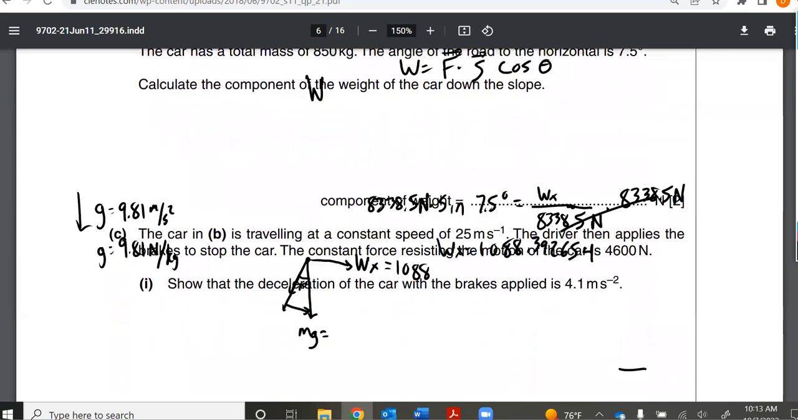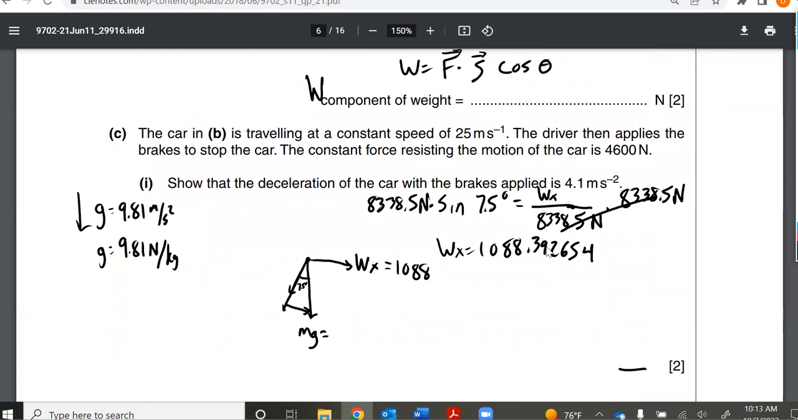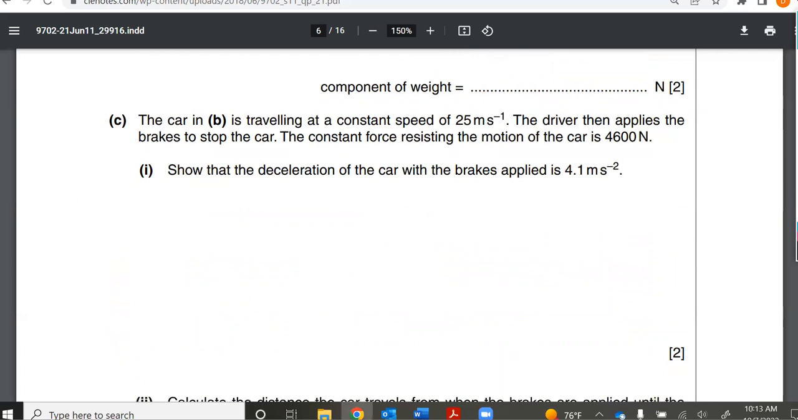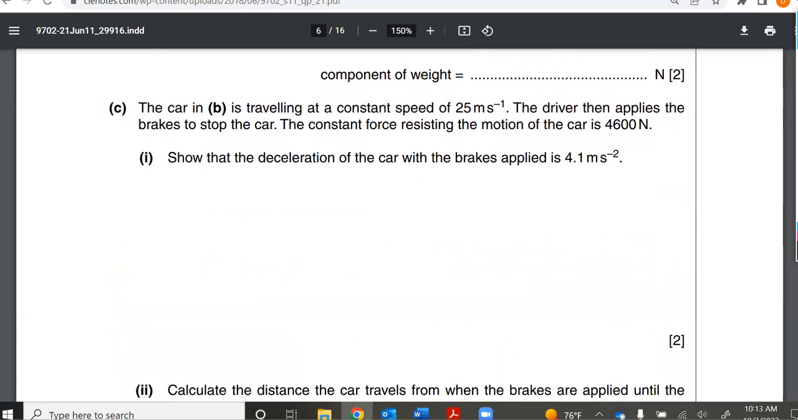All right, the next part here says the car in V is traveling at a constant speed of 25 meters per second. The driver then applies the brakes to stop the car. Constant force resisting the motion of the car is 4,600 newtons. Let's go ahead and show that the deceleration of the car with the brakes applied is 4.1 meters per second squared for 2 marks. 2 marks ready to go here. All right, we're given a force, we got a constant speed, applies the brakes to the car.